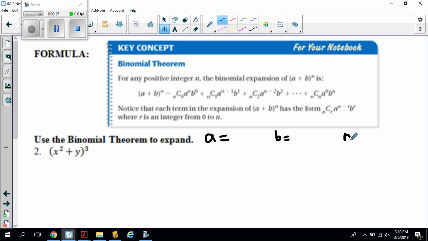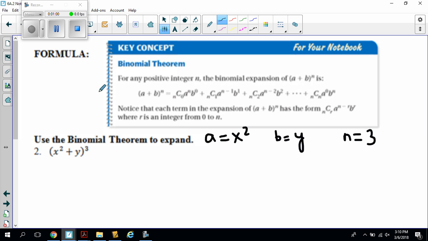Now, if we go back to the definition of the binomial theorem, they say for any positive integer n, the binomial expansion of a plus b to the n power is as so. So here, this is our a, we have plus our b, and then n is our exponent. So we look at our binomial, we have x squared plus y to the third. X squared here is going to be our a value. B is going to be our y value, and our n is our 3.